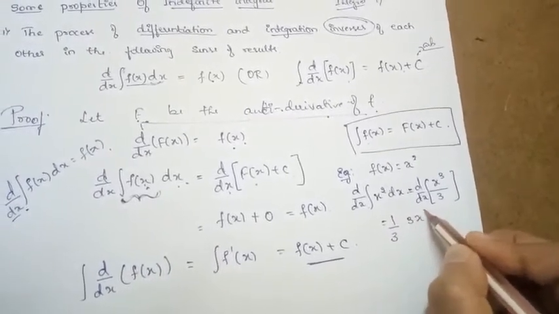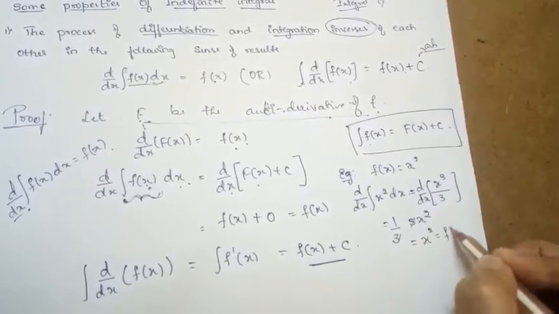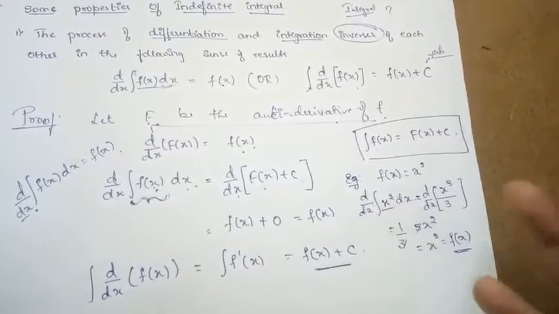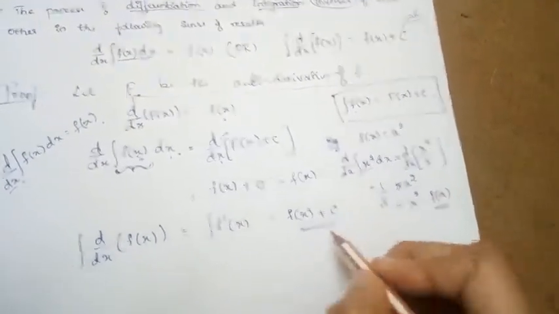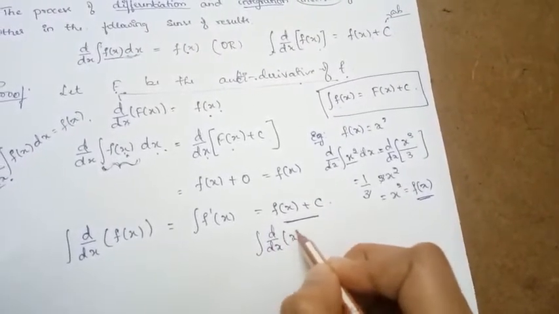3 into x square, where the 3 cancels, we are going to get x square itself, that is our f of x. That's what differentiation and integration of any function gives us, that function itself. Suppose I integrate and differentiate that same function.